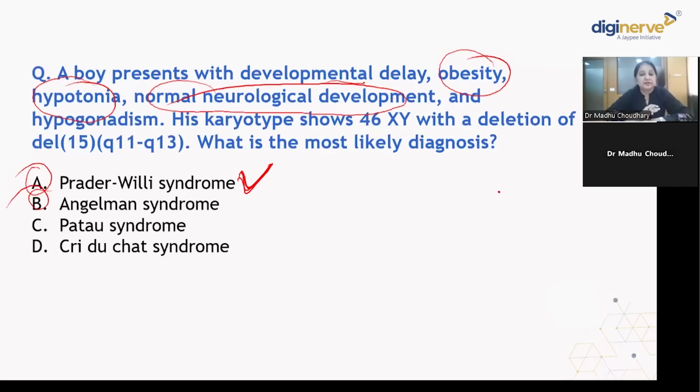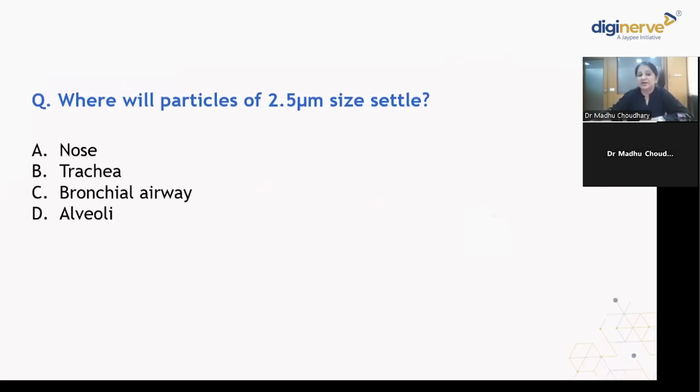What happens in Angelman? You see an abnormal laughter. What do you call these patients? Happy puppet. Happy puppets, right? And also remember, it is a deletion of chromosome 15, but if it is a paternal gene deletion, then it is Prader-Willi, and if maternal it is Angelman. So in our case, it is normal neurological development, obesity, hypotonia, hypogonadism. So the answer is Prader-Willi syndrome, right? So let's move on to the next question.